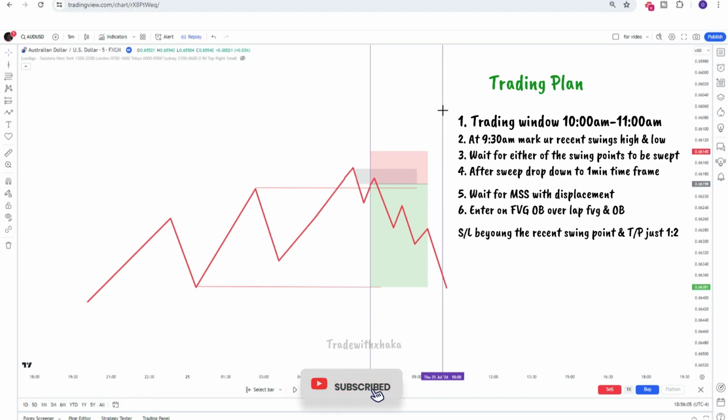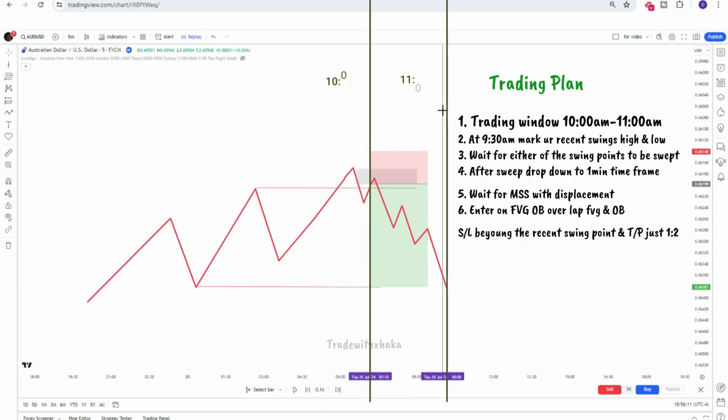So for those of you who are still watching, this is the trading plan for this strategy. Trading window is 10 o'clock a.m. to 11 o'clock a.m. EST. At 9:30 a.m., mark out the recent swing highs and low. Time frame is 5 minutes. Wait for either of the swing points to be swept.